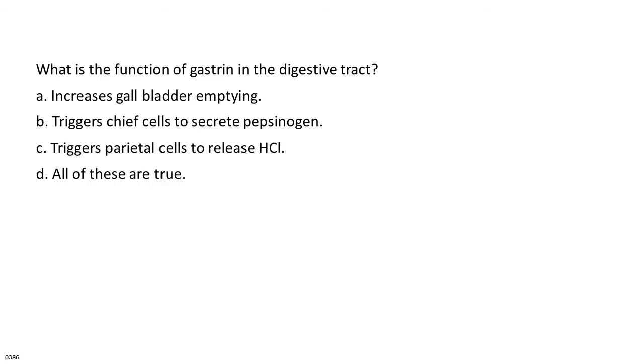What is the function of gastrin in the digestive tract? A. Increases gallbladder emptying. B. Triggers chief cells to secrete pepsinogen. C. Triggers parietal cells to release HCl. D. All of these are true.